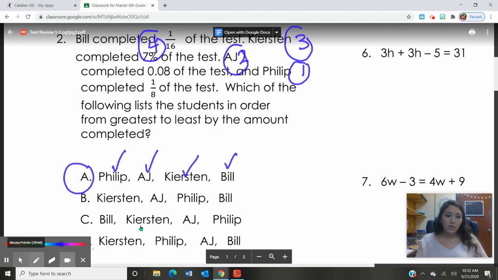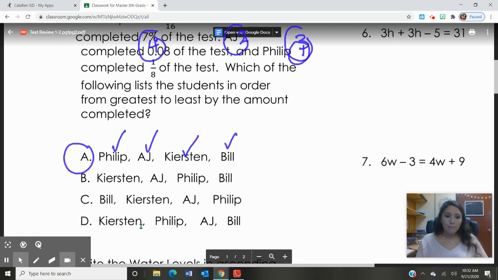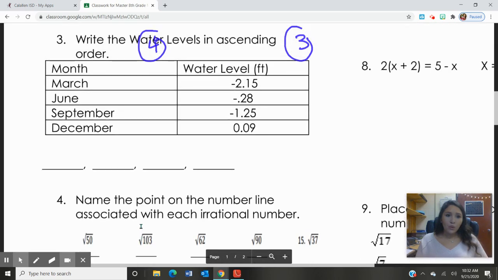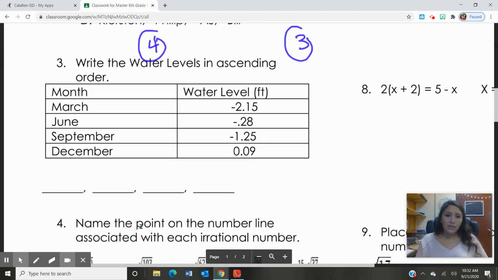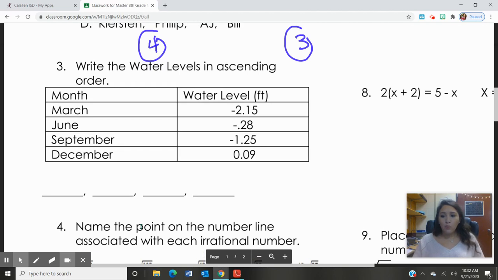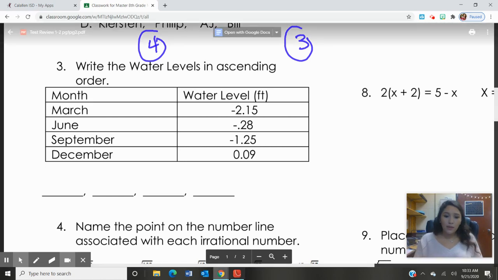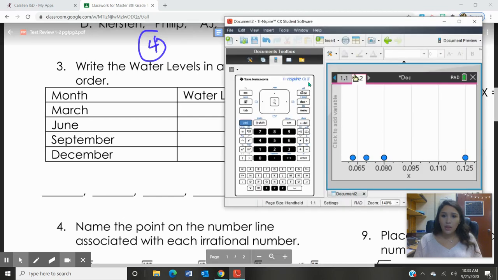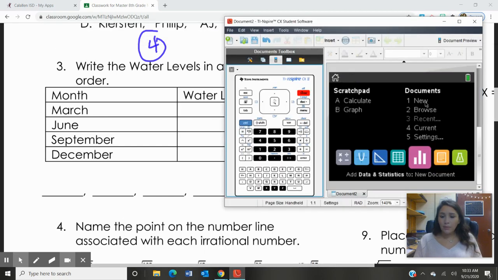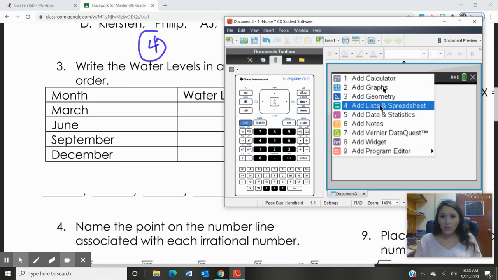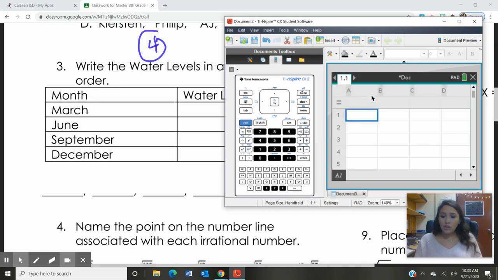So let's look at question number 3. It says, write the water levels in ascending order. If you remember, whenever we were going over ordering, ascending means to go up. So it's going to be from least to greatest. So again, I'm going to go over to my calculator. I'm going to press the on button, and I'm going to press 1. I don't want to save anything. I'm going to open up a list in spreadsheets. I'm going to label cell A, and then I'm going to start entering in these values.